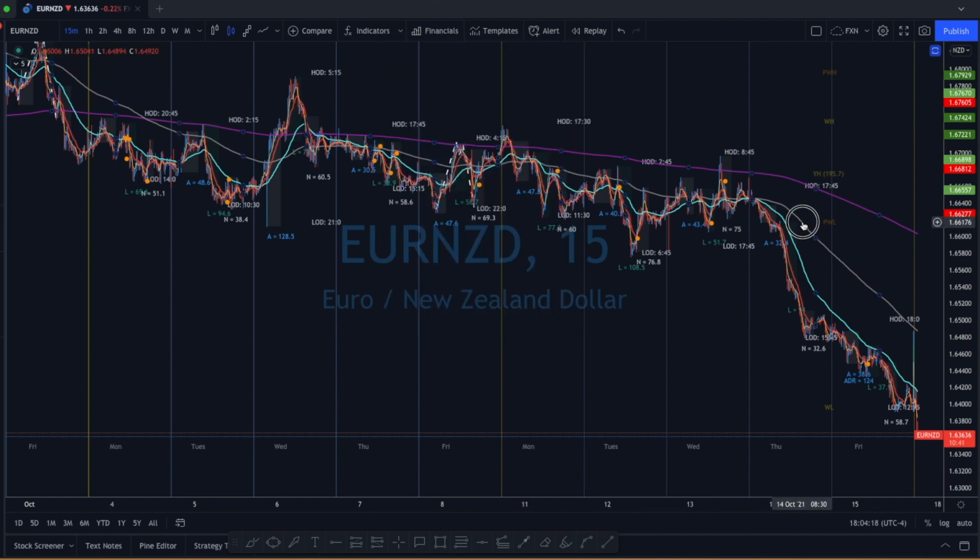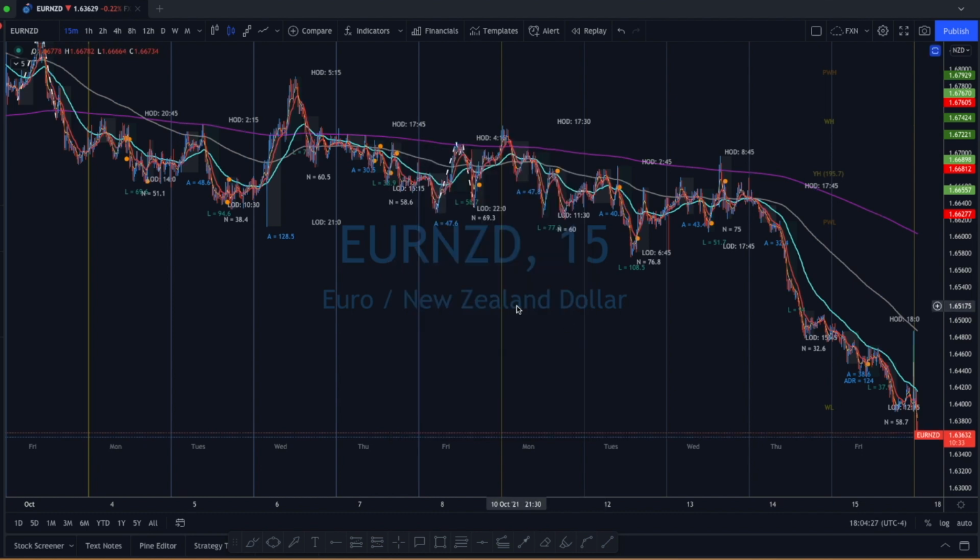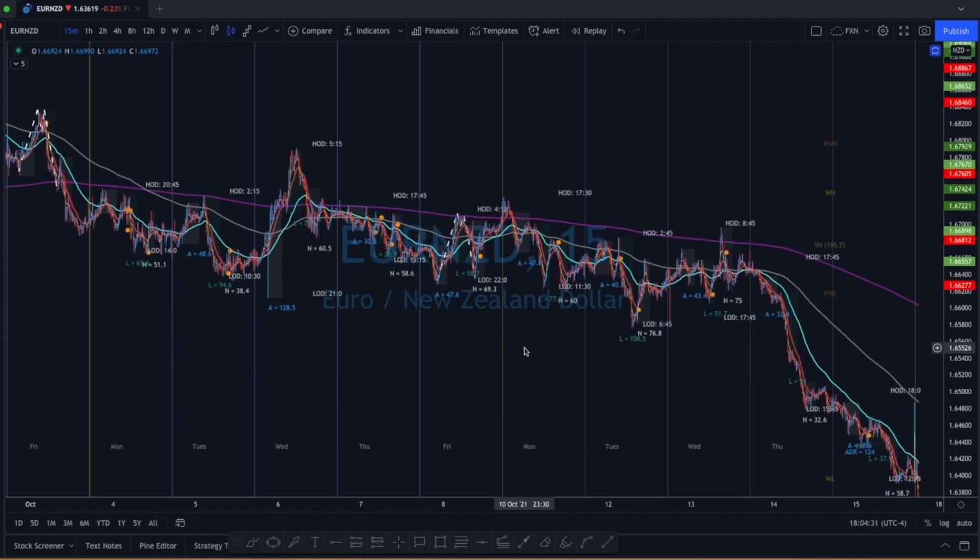You can change the colors if you want to. I don't care, do whatever you want with that, or you can just leave them be. But that's the main thing that I want you guys to do. If you haven't added the EMAs to the charts, now you know how to do it. And also, everyone, just make sure you uncheck the 365 EMA.